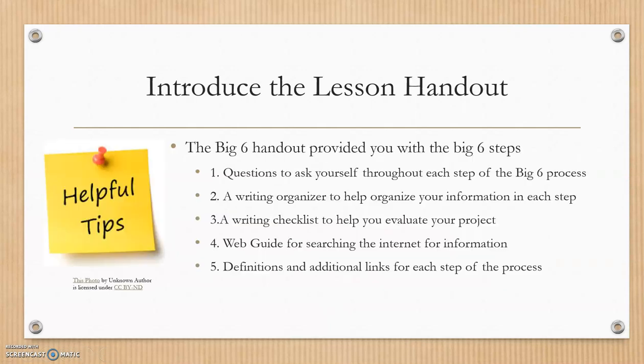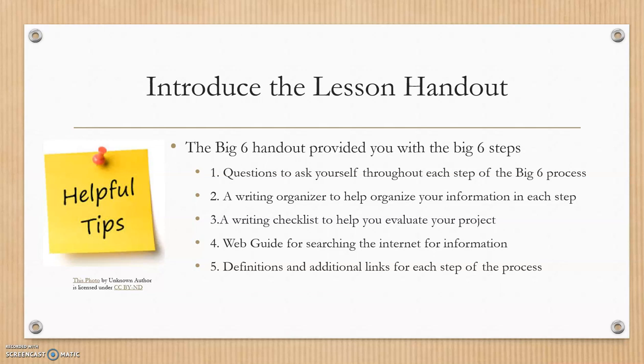The lesson handout that I provided you had all 6 steps of the Big Six process within the handout, and then in the middle it had additional helpful links to help you throughout each step of the process. So the first one had questions to ask yourself throughout each step of the Big Six process. This is a helpful thing for guiding your thinking throughout each step and giving you prompts for what you can think about to help guide your research.